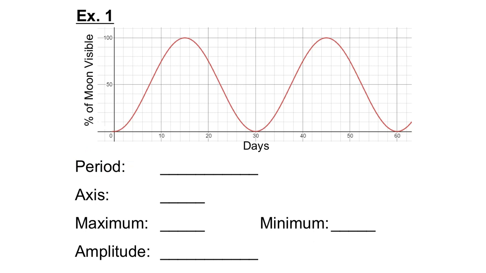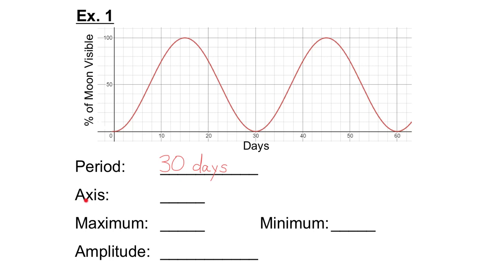So the period is the length of one cycle. So if I look at how long one cycle is, I can start from here and go to here. That's one cycle, it's 30 days. Or if I looked from here to here, well, that's from 15 days to 45 days. That's also a span of 30 days for one complete cycle. So the period is 30 days.